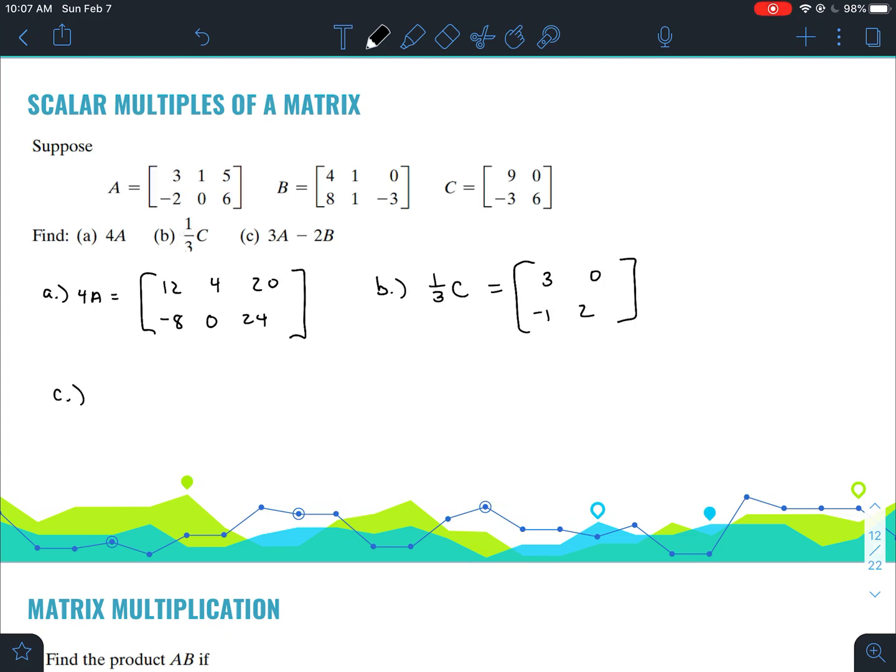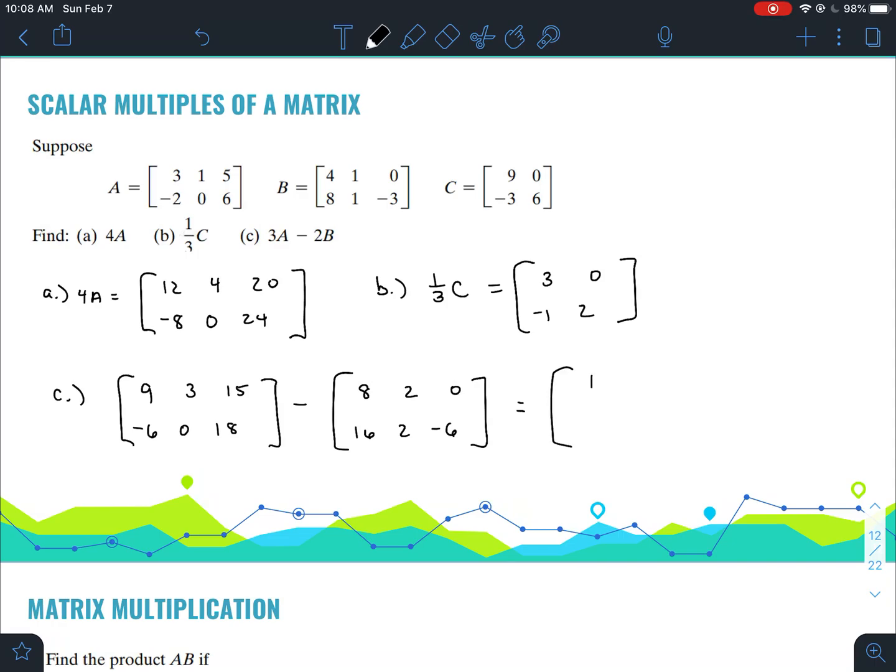For C, we want to do 3 times matrix A minus 2 times matrix B. So let's do 3 times matrix A first. So that would be 9, 3, 15, -6, 0, 18. And then we want to subtract 2 times matrix B. So let's do 2 times matrix B. That would be 8, 2, 0, 16, 2, -6, and then subtract them.